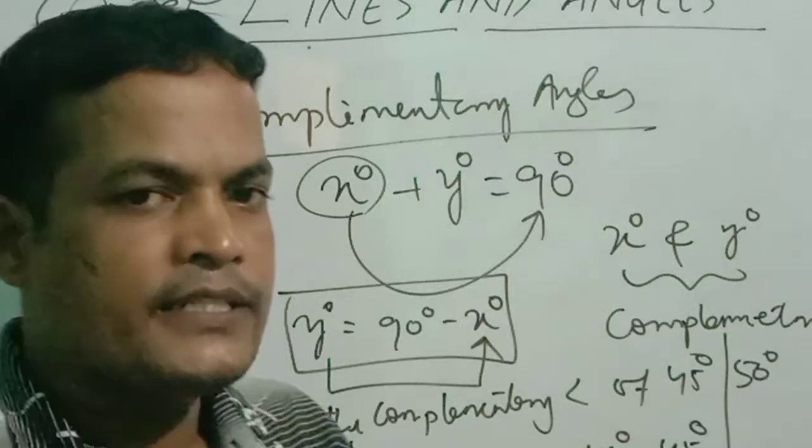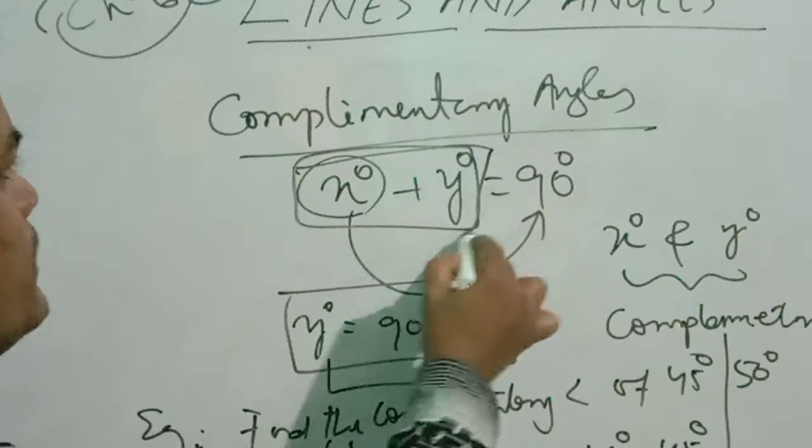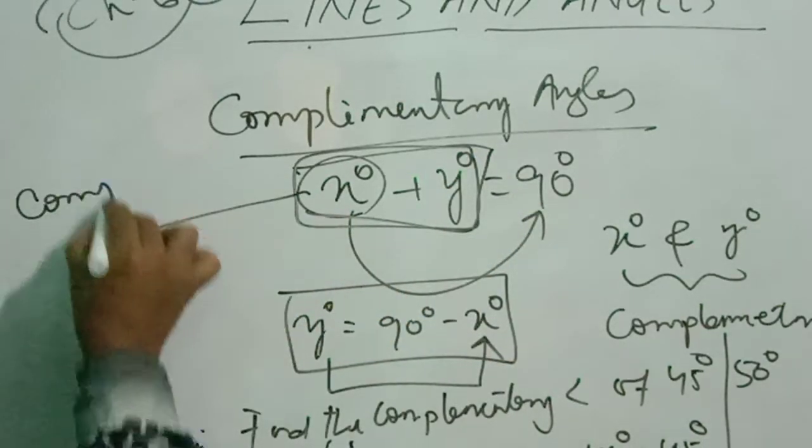Because their sum is 90 degrees, that's why they are called complementary to each other. Here x and y are complementary to each other.